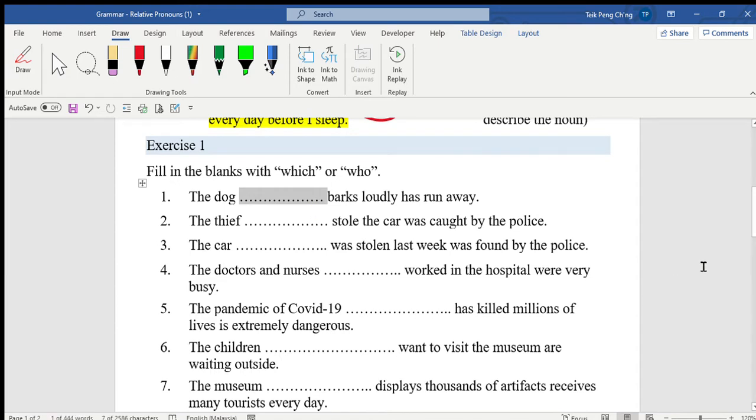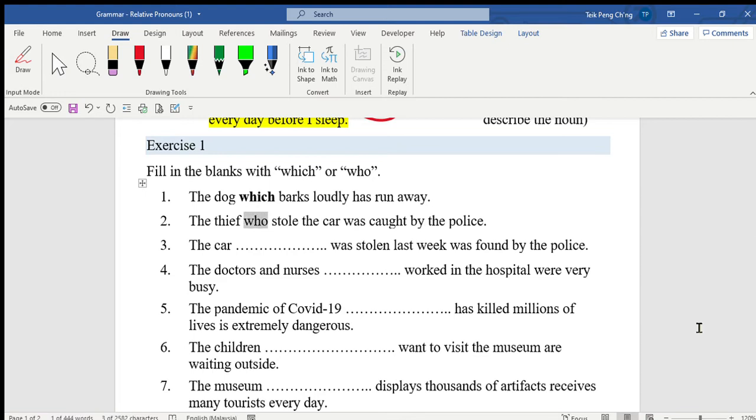Okay, the dog is an animal, it's a non-human, so we have to use which. Which barks loudly has run away. Okay, number 2, the thief. The thief, pencuri. Pencuri adalah manusia, so we have to use who.